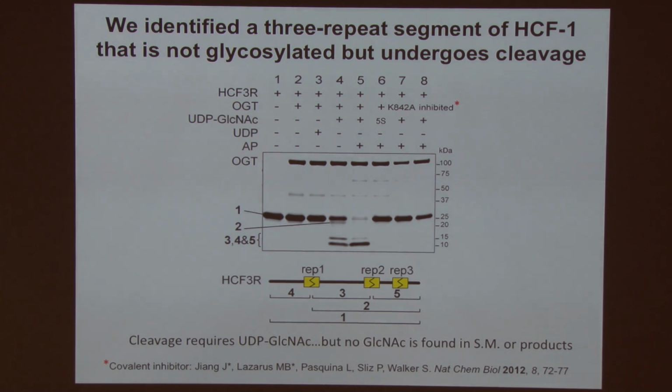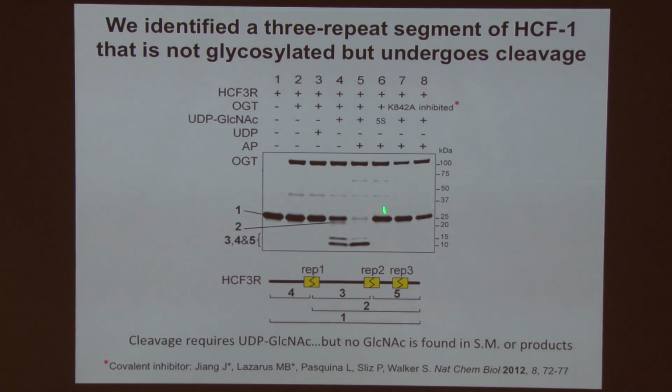And what we decided to do was to take a segment of the HCF1 that was not glycosylated, if we could find it, and see if it gets cleaved. We expressed 3 of the repeats, and we found that if we mixed it with OGT and UDP, basically nothing happened. If we put in UDP-GlcNAc, we observed cleavage. That was pretty striking, because it, of course, suggested that you actually needed to get a reaction occurring.